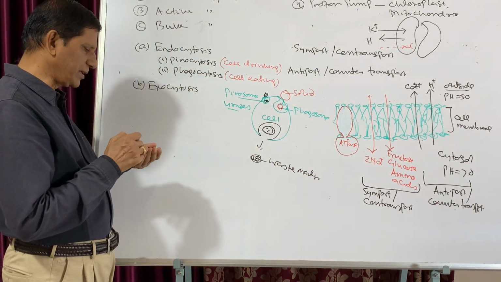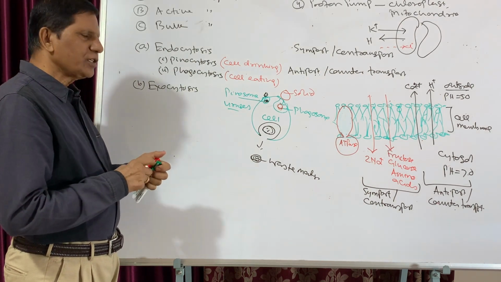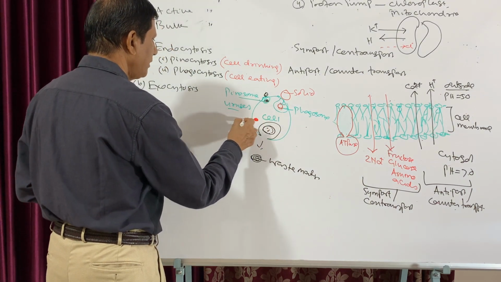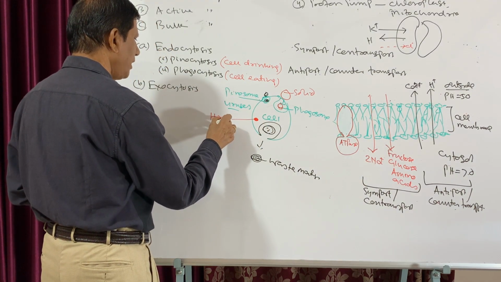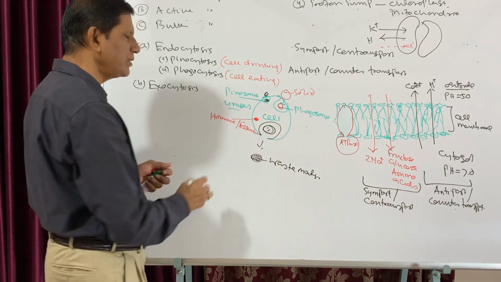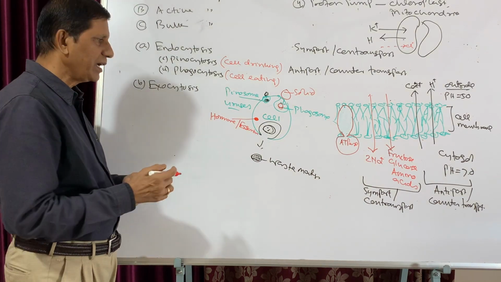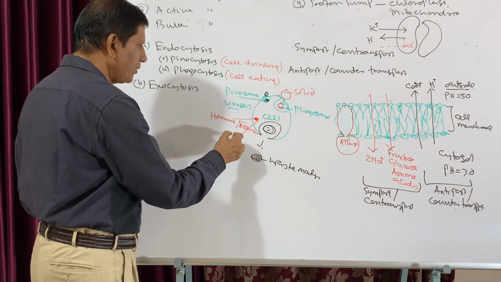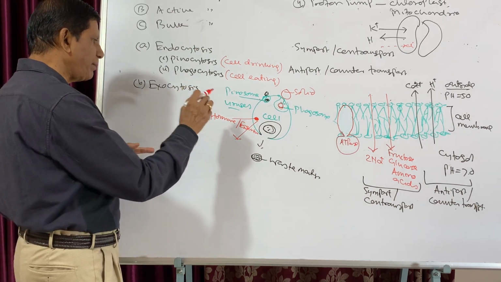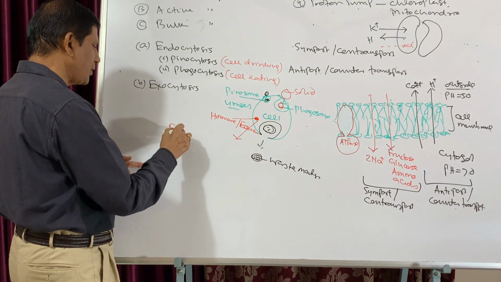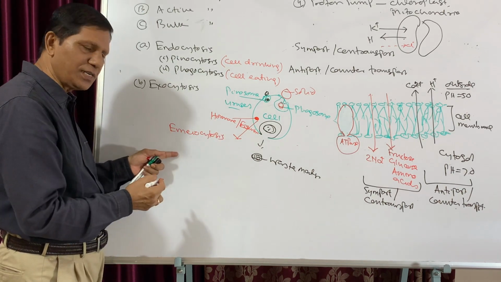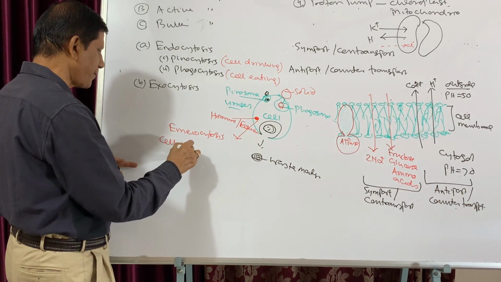But here another important thing is there. Sometimes inside the cell there is something important, suppose one hormone or any essential substance is present in the cell. If that is removed outside by this process, then there is a separate name for it, that is known as amniocytosis. And amniocytosis is known as cell vomiting.